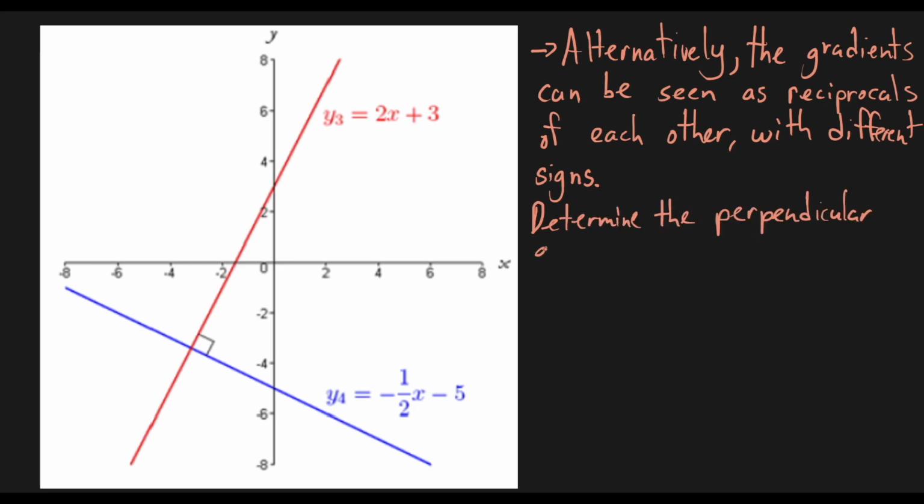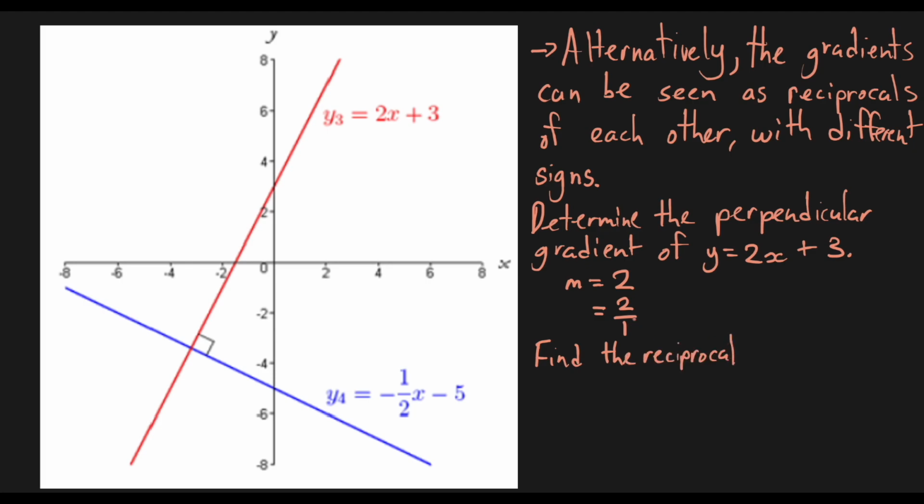Determine the perpendicular gradient of y is equal to 2x plus 3. In this case, the gradient is 2. So we could say m is the gradient, which is 2. Now, if we want to find a reciprocal, we need to put this into fraction form. So in fraction form, this would be 2 over 1. The first thing we need to do is find the reciprocal. So all we have to do is flip that from 2 over 1 to 1 over 2. So the reciprocal of this would be 1 over 2.